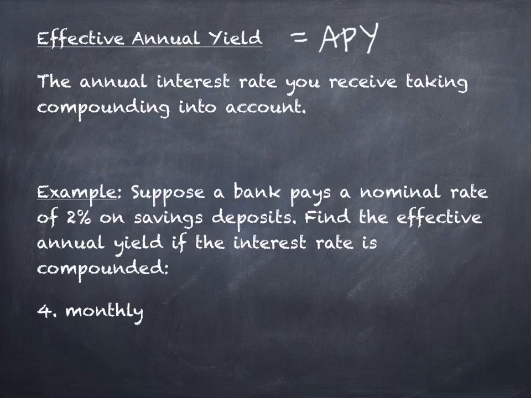Now let me tell you what the A, the P, and the Y stand for. Obviously, Y stands for yield, because that's part of this description already. A is annual, and P is percentage. Annual percentage yield. Okay?